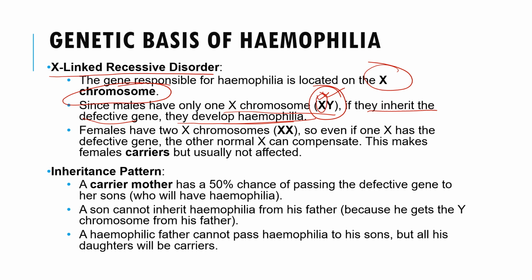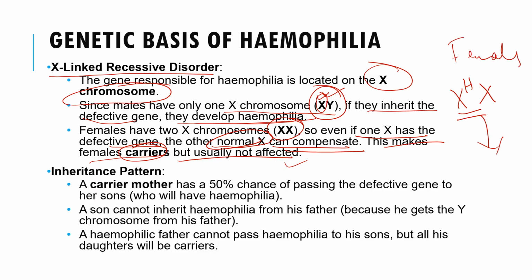Whereas females have two X chromosomes. Even if one X chromosome has a defective gene, the other X chromosome is normal, so it can compensate for the chromosome which has the defective gene. This makes the female a carrier, but carriers are usually not affected. These carrier females pass it on to the next generation, where if they have sons, the sons might be affected. If the son gets the affected X chromosome from the mother and the Y chromosome from the father, he will be affected, whereas the daughter will be unaffected. She will always be a carrier only.